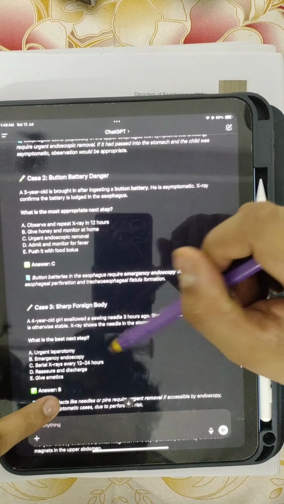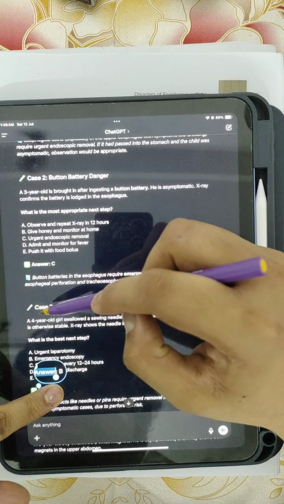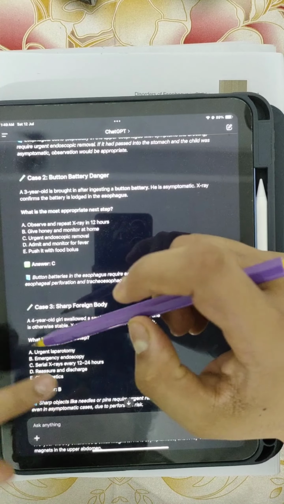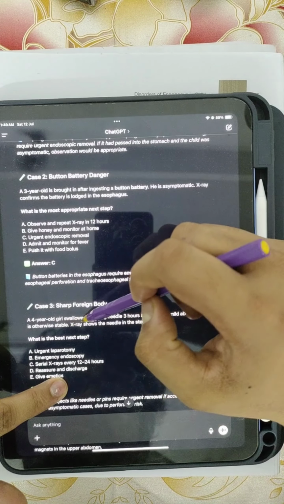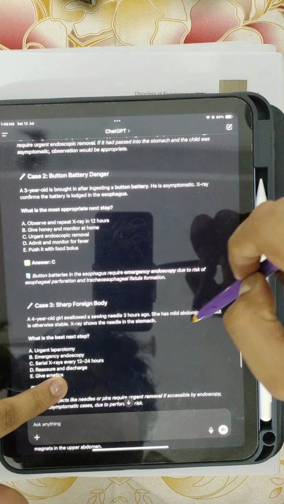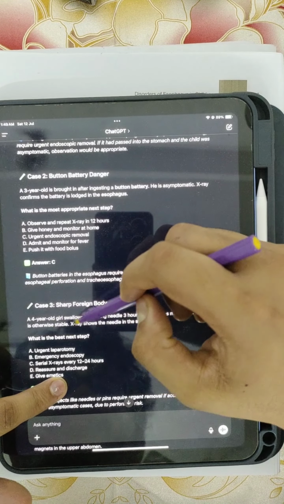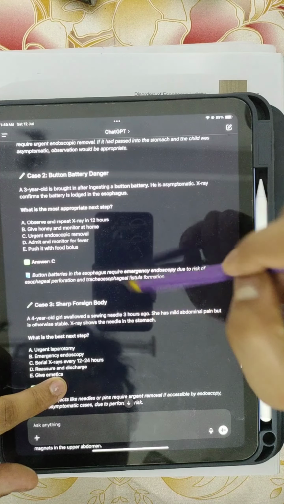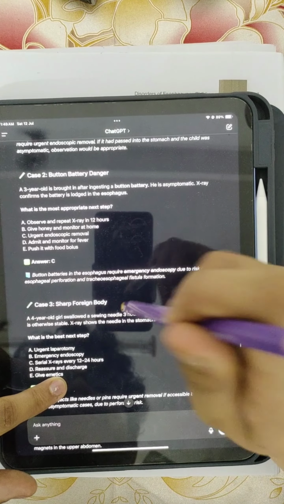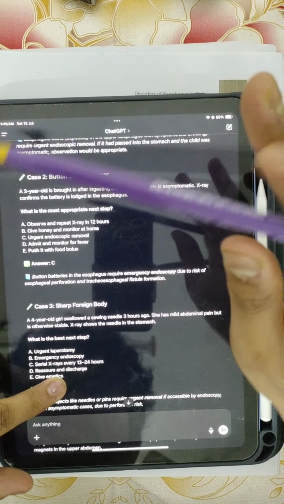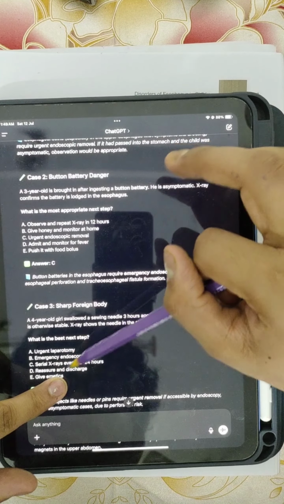Next is a sharp foreign object. A 4-year-old girl swallowed a sewing needle 3 hours ago. She has mild abdominal pain but is otherwise stable. The X-ray shows a needle in the stomach. Whatever happens, as it is a sharp object like a needle, we will do an urgent endoscopy and removal.